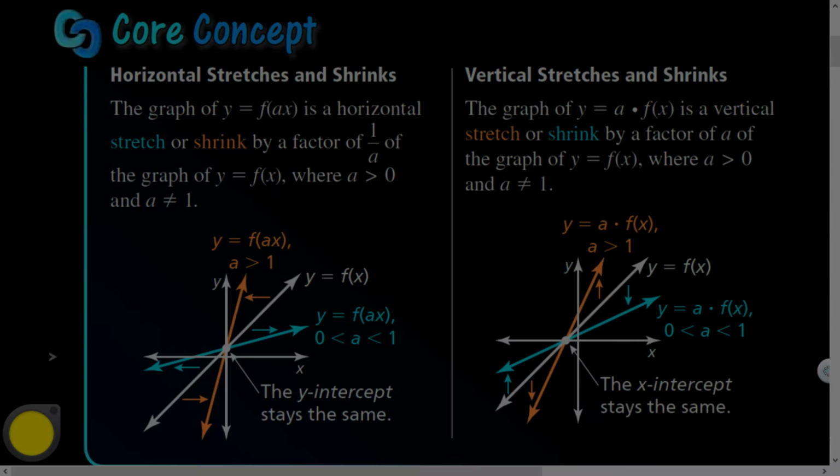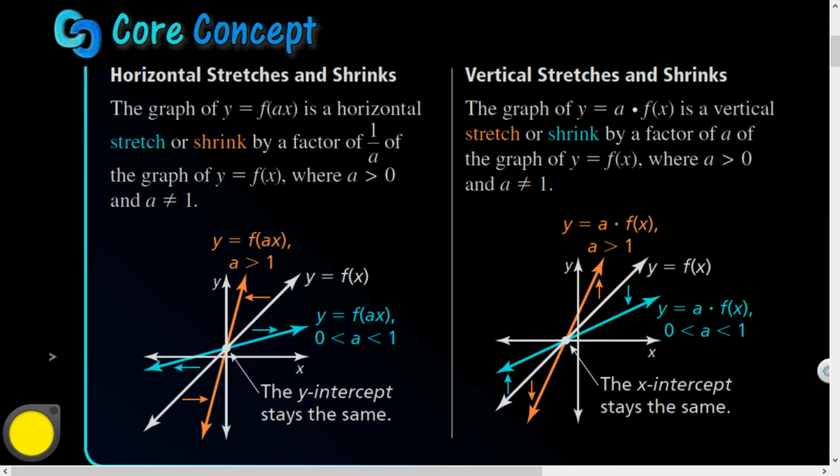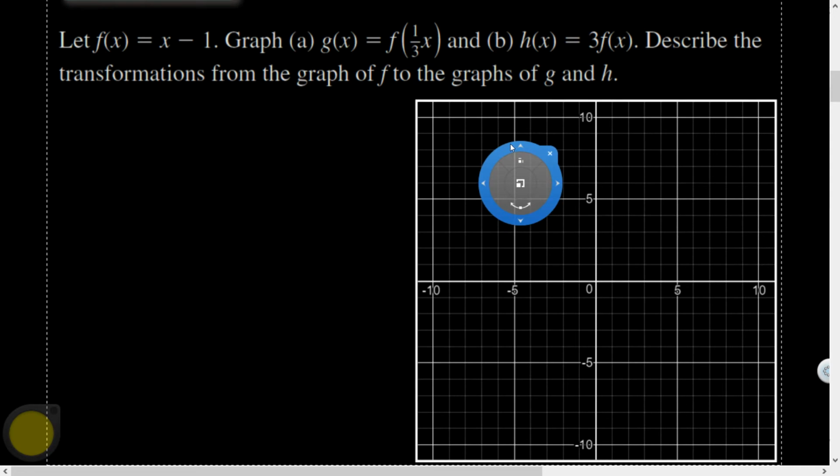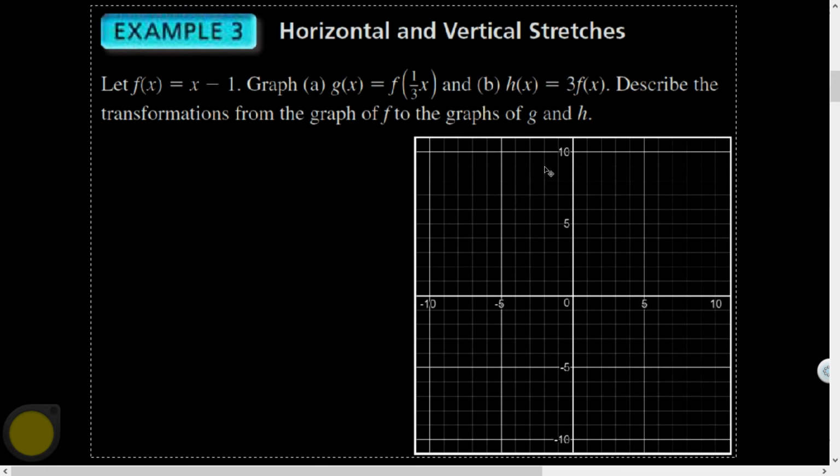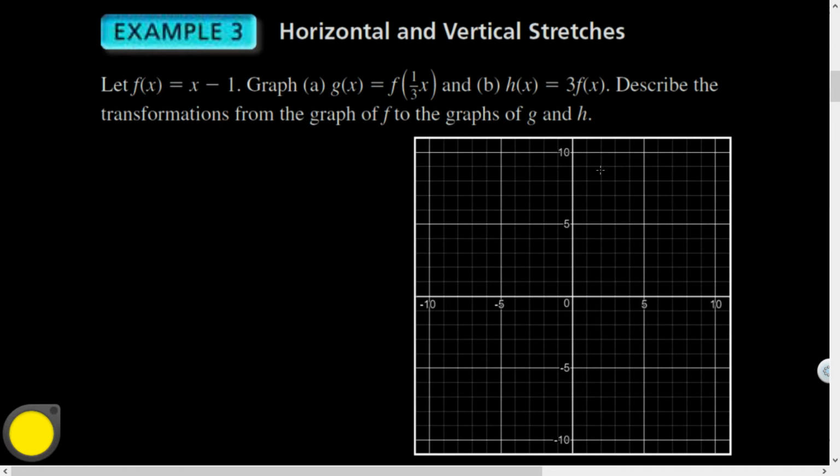Let's take a look at example 3 in your book or packet, whatever you happen to be following along with. And we're talking about stretches and shrinks. All right. Let's actually shrink this down a little bit so it fits on my screen. Okay. So it says, let f of x equal x minus 1. All right. So I'm going to graph this. What's the slope here?